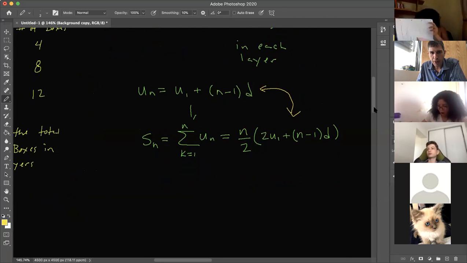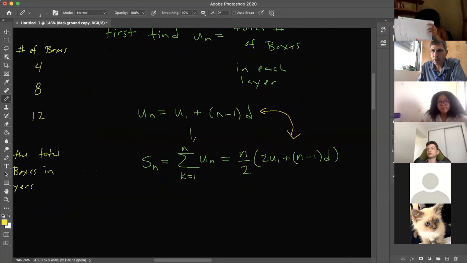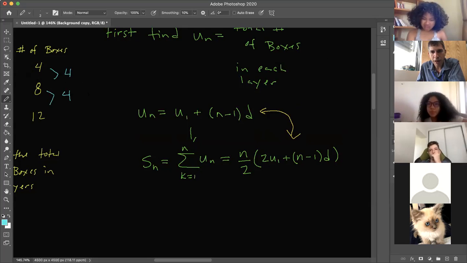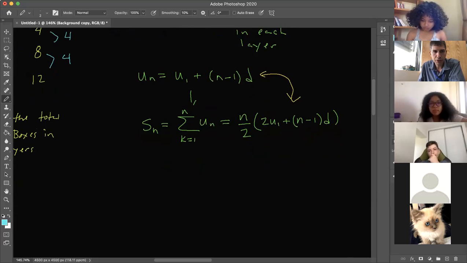The first thing I'd like to do is figure out what the common difference is. So how do you go from 4 boxes to 8 boxes? What's the common difference between those two? You add 4. Good. And from 8 to 12, what's the common difference? Add 4 as well. So this is an arithmetic sequence, okay?